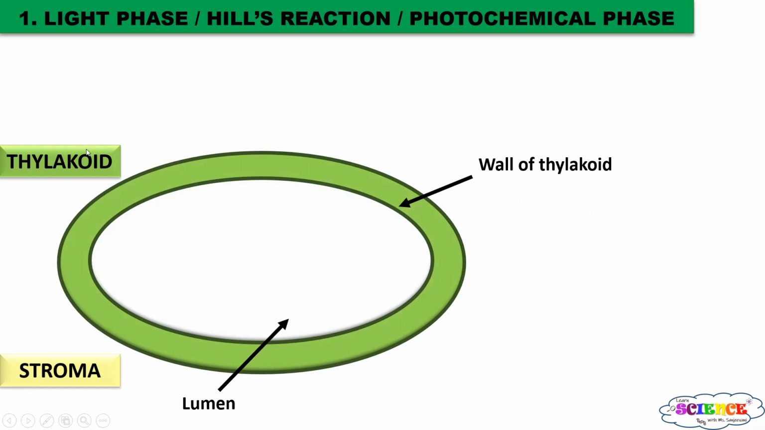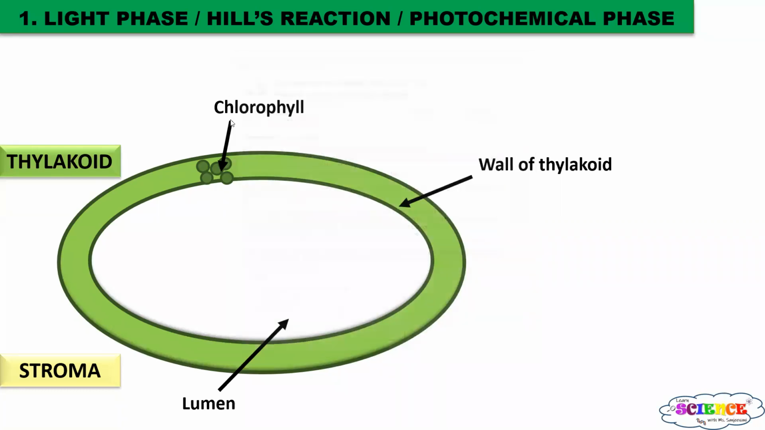Now we know that if you remember, I told you chlorophyll is present in the wall of thylakoid. So this wall contains chlorophyll. So the exact location of chlorophyll is the wall of thylakoid of chloroplast. Now let us understand about chlorophyll.